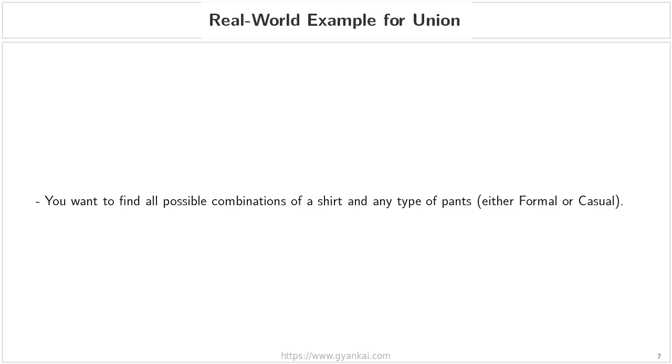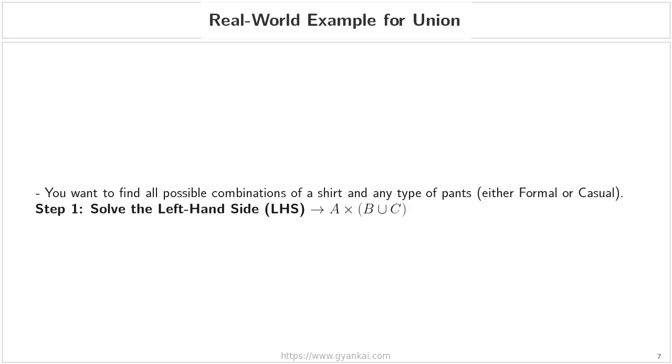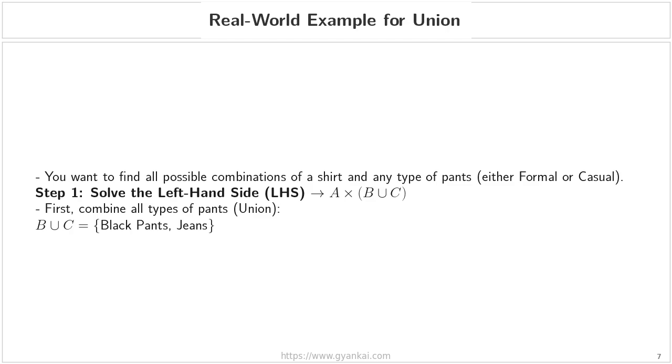Our goal here is to find every possible outfit combination you could make by pairing one shirt with any type of pants, whether that's formal or casual. To prove the property works, we'll start with step 1, where we solve the left-hand side of our equation, which is A cross the quantity B union C. First, we need to look inside the parentheses and perform the union operation on our pants. We take set B, which is black pants, and combine it with set C, which is jeans. This gives us a new, larger set for our pants. B union C equals the set containing black pants and jeans.